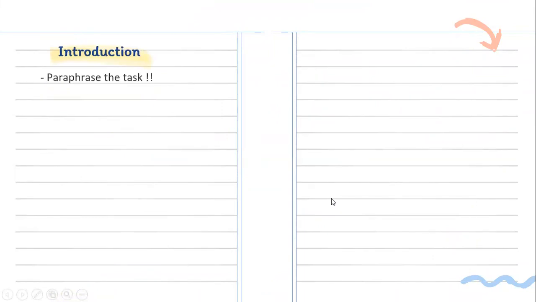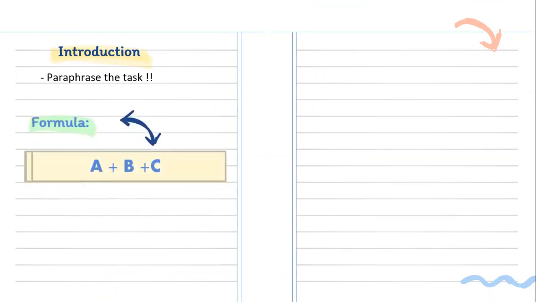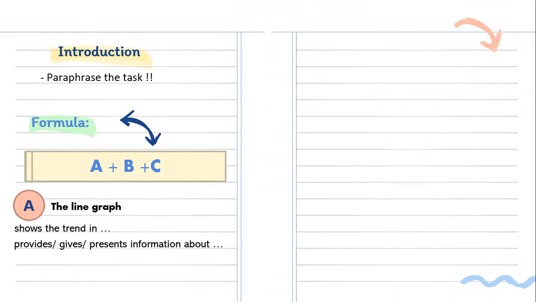So let's take the introduction. You just need to paraphrase the task. And I have a formula for you here. It is A plus B plus C. Easy, right? So A, it is the line graph shows the trend in blah, blah, blah, or provides or presents information about blah, blah, blah, or illustrates statistics about, or details changes or trends in blah blah blah.